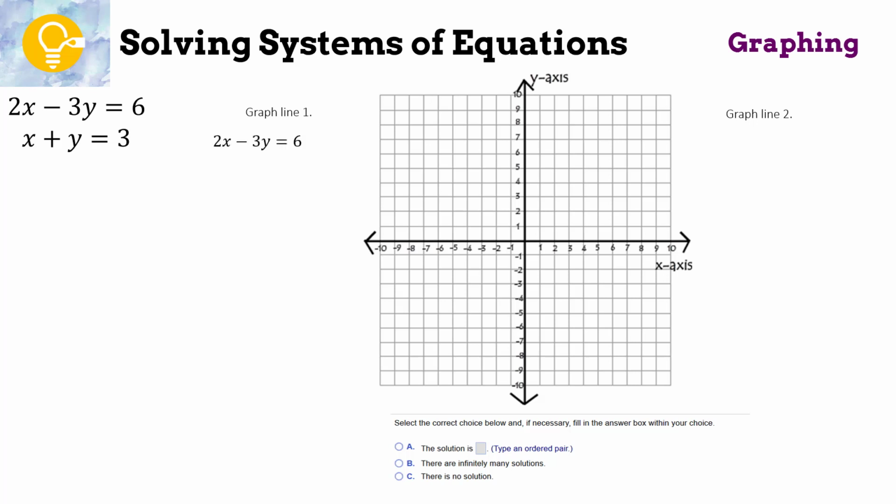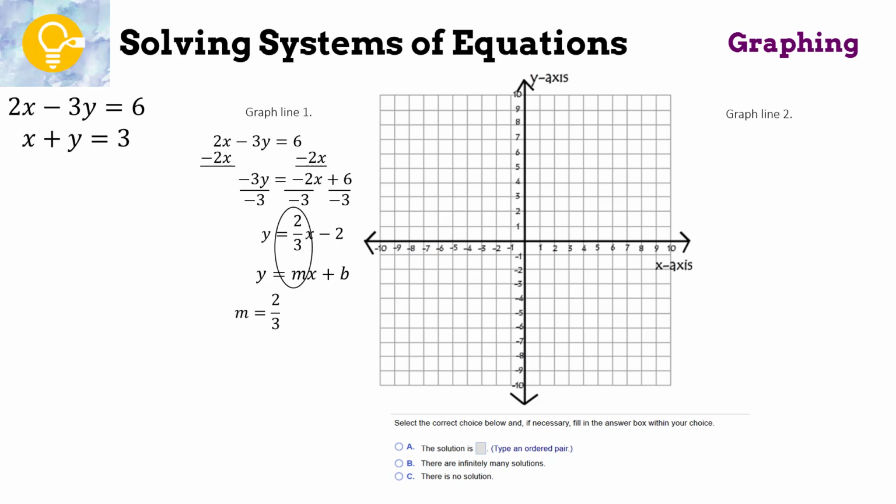So the first equation is 2x minus 3y equals 6. I'm going to subtract 2x from both sides, and then to get y by itself, I'm going to divide everything by negative 3. This gives us y equals 2/3 x minus 2, which is perfect for slope-intercept form.